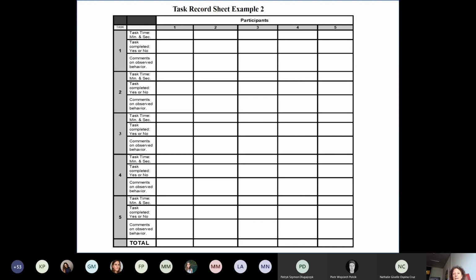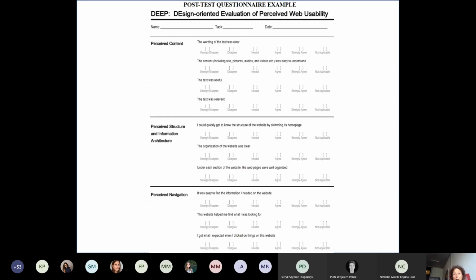This is another way of presenting the same thing. This is a questionnaire that was developed by a colleague of mine at the University of Indiana. It's a design-oriented evaluation of perceived web usability. You can find this questionnaire online if you want to use it. I don't want to post it as teaching material, to avoid the feeling that you have to use it.